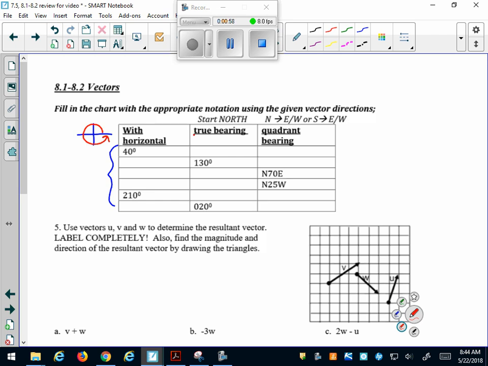True bearing is when you start north, always start north, and you go however many degrees from north in the clockwise direction. This one is always 3 digits.